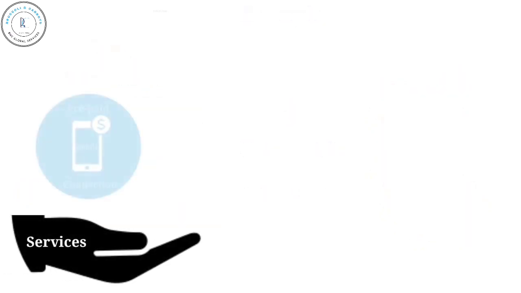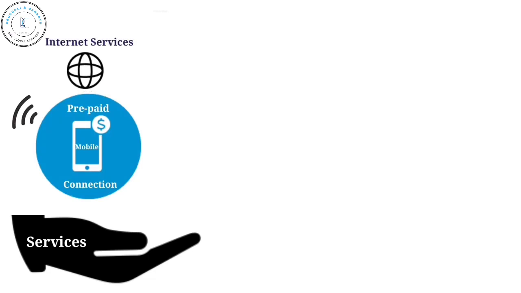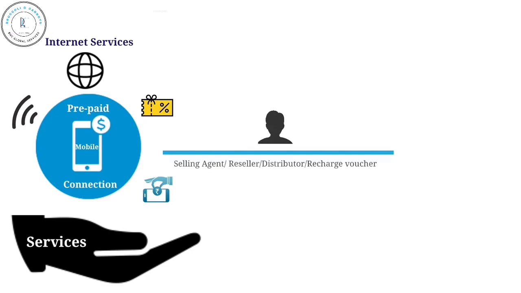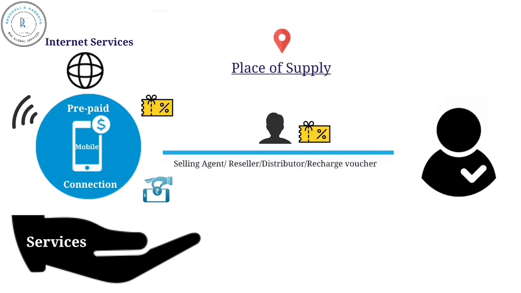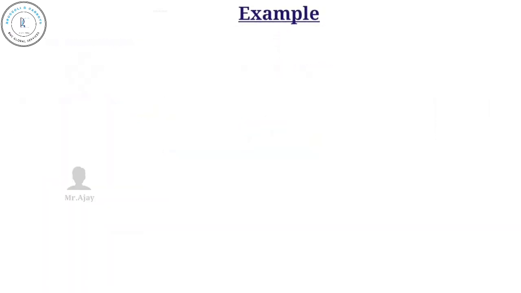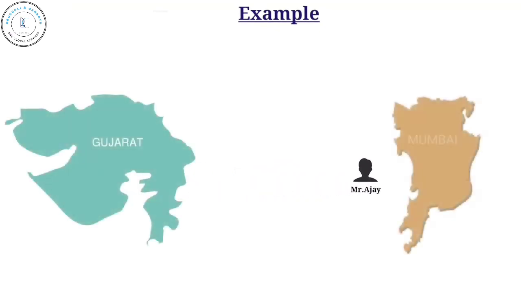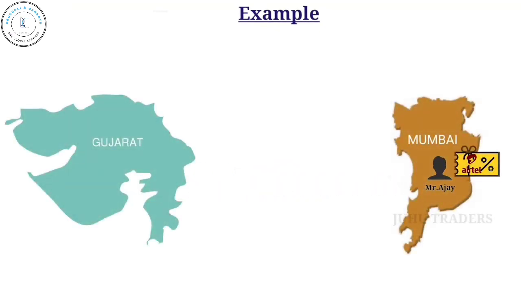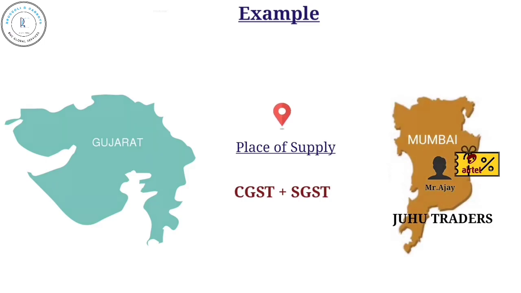If the services of prepaid mobile connection and internet services, through vouchers, direct recharge, etc., are provided through a selling agent, or reseller, or distributor, or e-charge voucher, to any person, then the place of supply will be the address of the selling agent, or reseller, etc., as per the record of the supplier. Example: Mr. A.J., Gujarat, goes to Mumbai and buys an Airtel recharge voucher from Juhu Traders, Maharashtra. Place of supply will be Maharashtra. CGST and SGST will be levied.